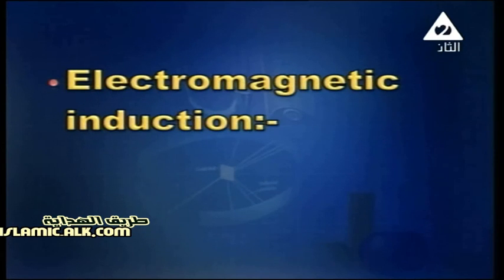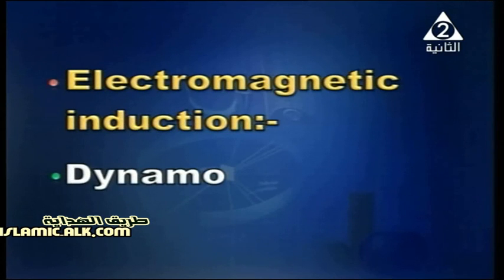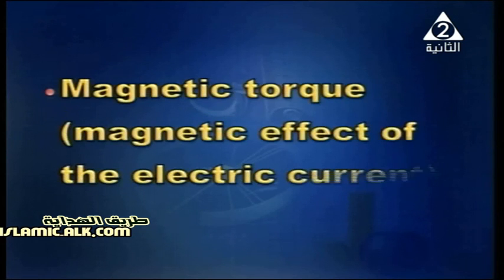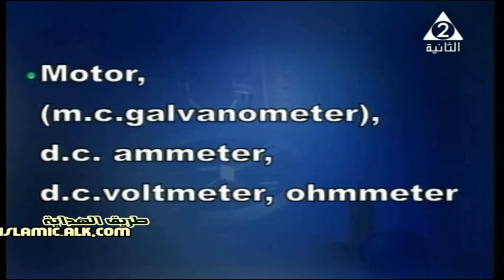We want a device or an application of electromagnetic induction. Yes, sure, it is the dynamo. A device or application of magnetic torque, the magnetic effect of the electric current. Okay, we've got many devices. It is the motor. Motor is one of them, moving coil galvanometer, also DC ammeter, DC voltmeter, and ohmmeter. They are all based on magnetic torque.